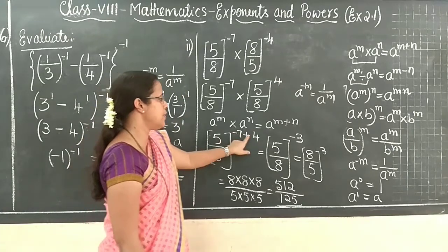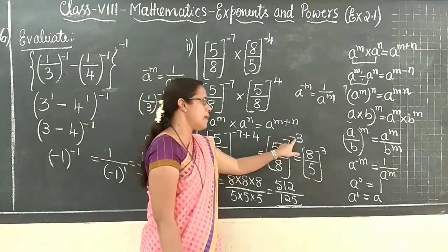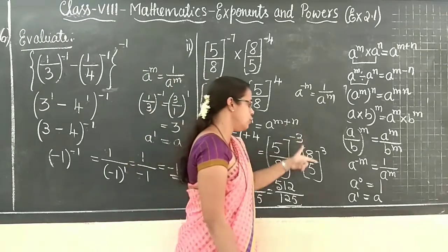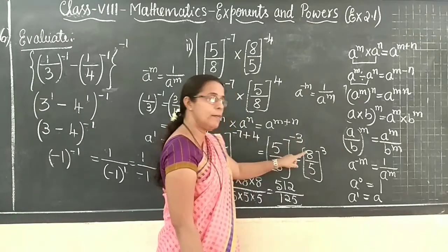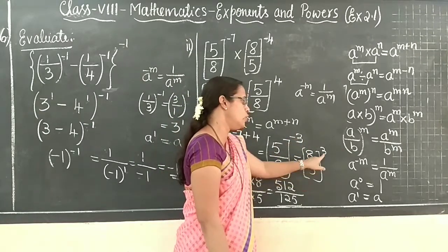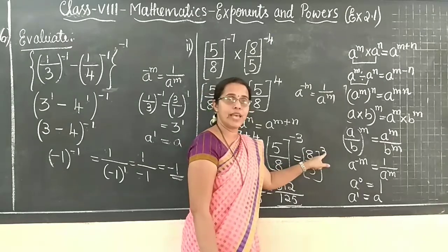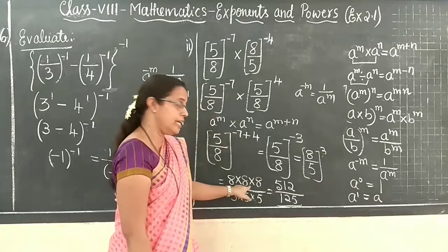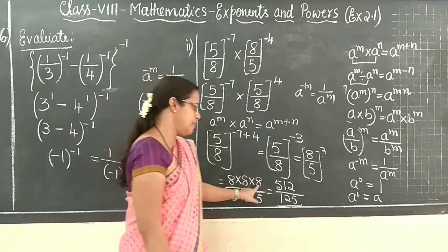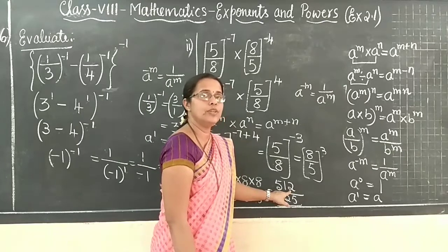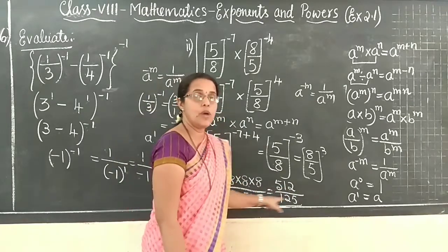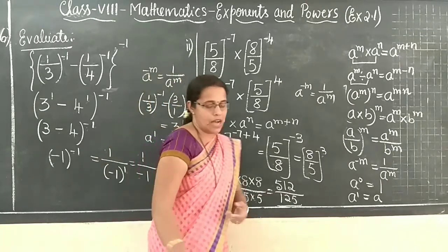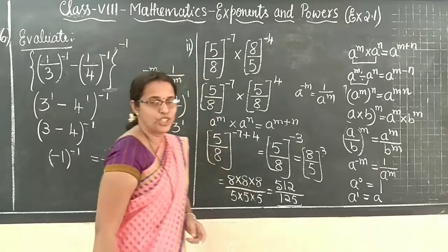Power became minus 7 plus 4. Minus 7 plus 4 is minus 3. When negative power is there, calculation is difficult. So what you have to do? Positive means just reciprocal. 5 by 8 will become again 8 by 5, all to the power 3. 8 repeated 3 times means what is the answer? 512. 5 repeated 3 times means what is the answer? 125. Got it? That is the final answer. Hope you all understood. Now let us move to next problem.